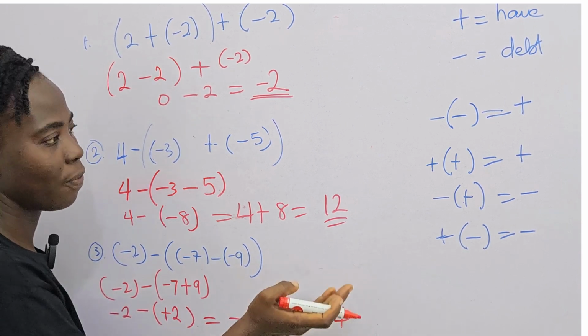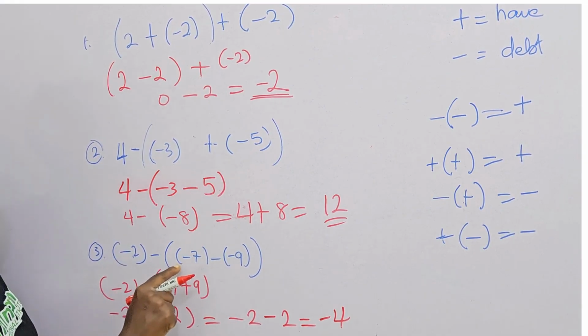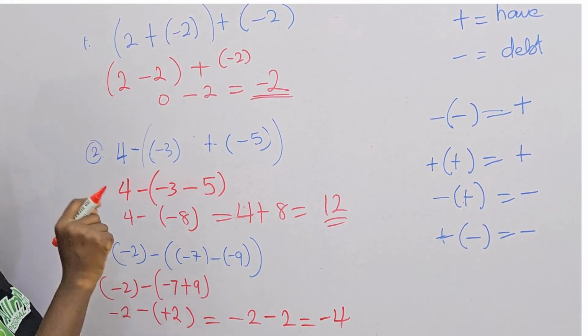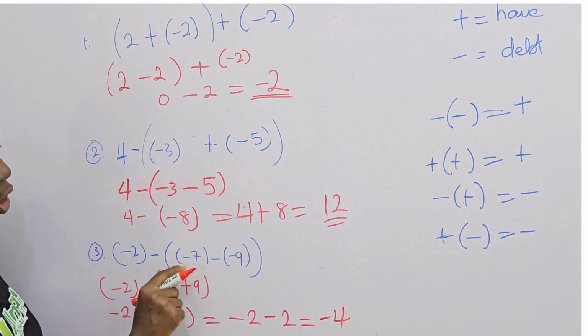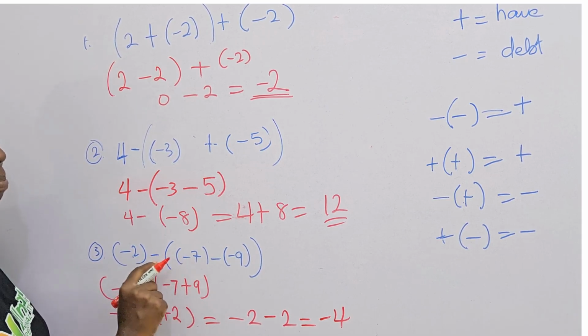That's negative 4. So remember, when you have double brackets here, the take-home for this lesson is: please don't go ahead and multiply the signs together.